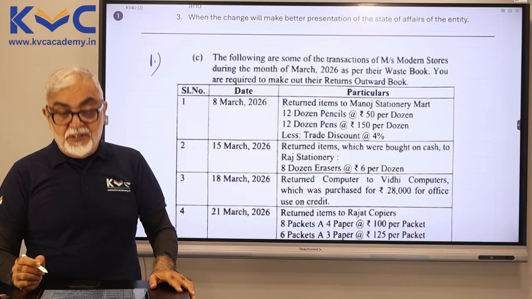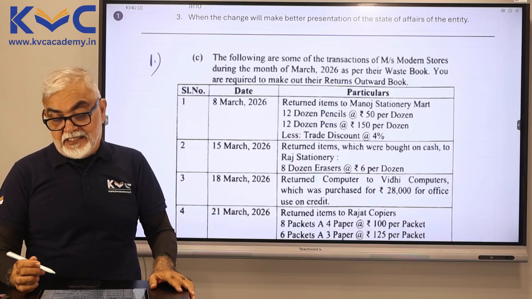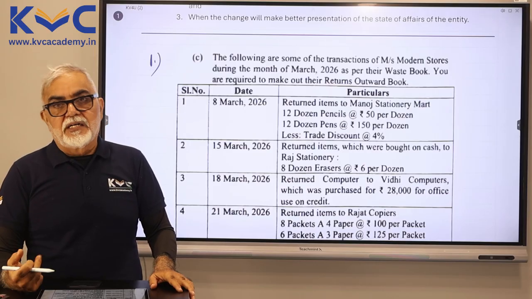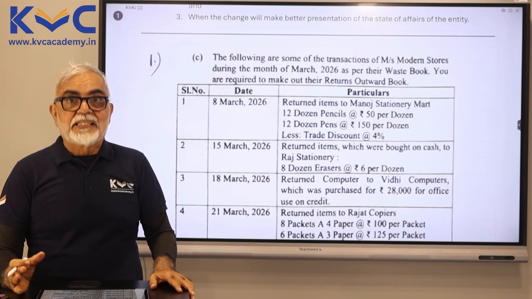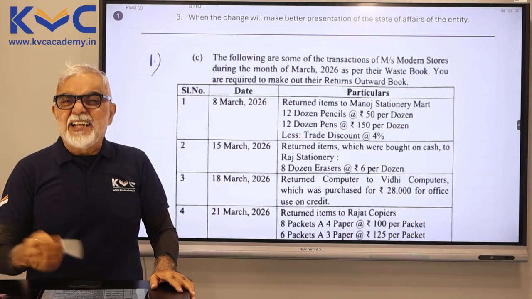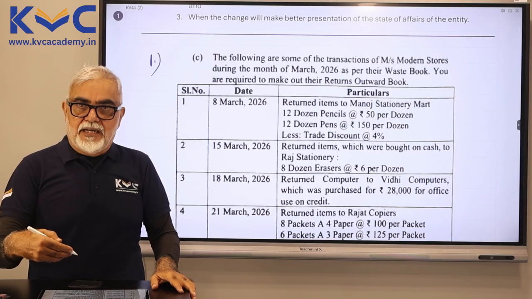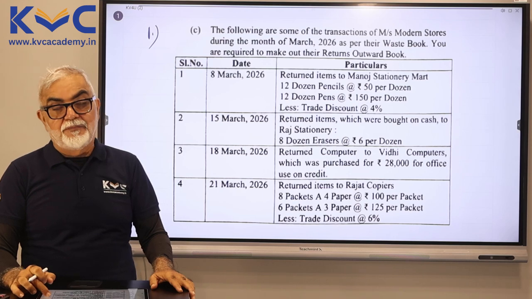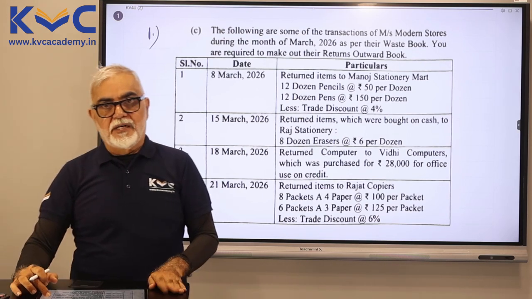Mrs. Modern Stores, during the month of March 26, as per their waste book, you are required to prepare the returns outward book. Okay, purchase return book. Waste book means scrap book. Don't get worried about the names. Where do you record it? You prepare a subsidiary book called returns outward book.